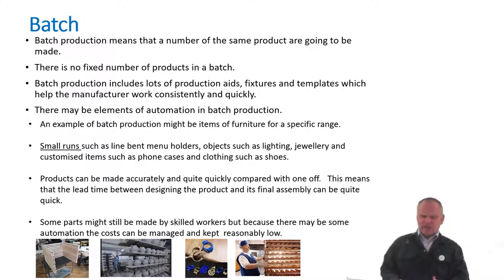Manufacturing, small scale manufacturing, is done as batch manufacturing. Now you'll hear all sorts of numbers about batches, but basically, providing you're making more than one, possibly two, you're into batch production. And what that means is that you set your machinery and equipment up in order to be able to produce a number of products which are the same as quickly and efficiently as possible.